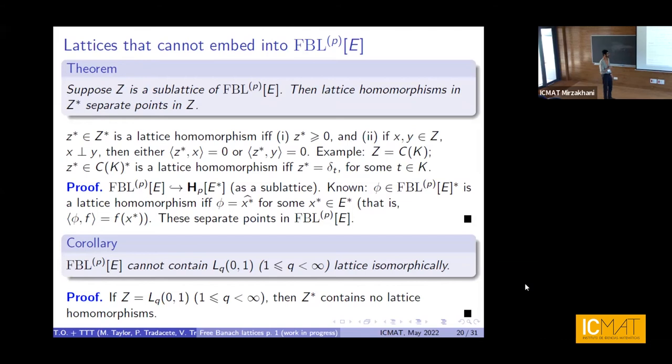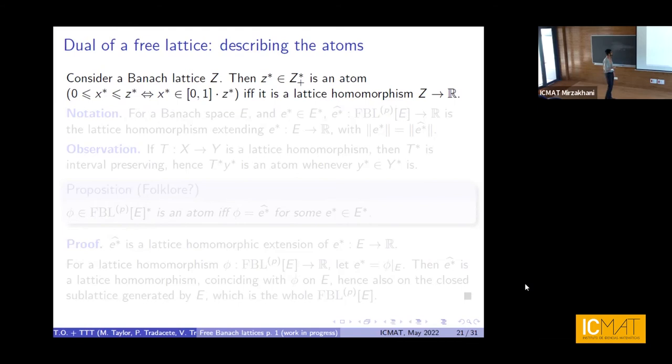This topic about the lattice homomorphisms in the dual leads me to at least briefly discuss the dual of the free Banach lattices. To begin with, I want to discuss the atoms there. So first of all, what is an atom? What does it mean that Z star is an atom in the dual of Z? Z is a Banach lattice.